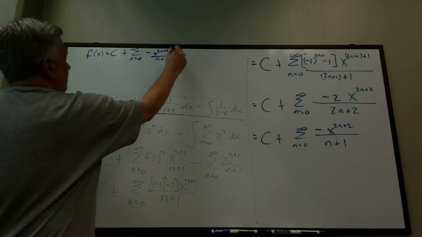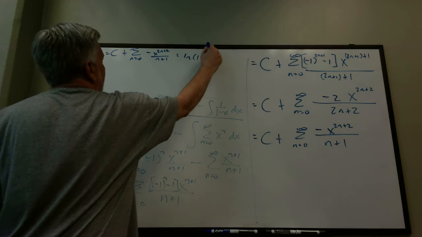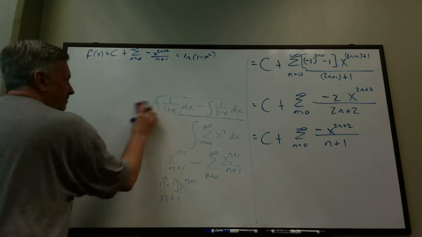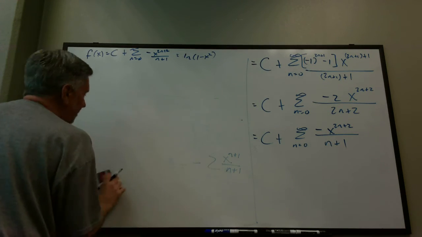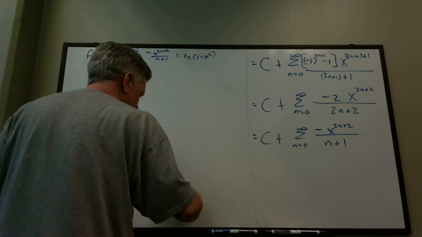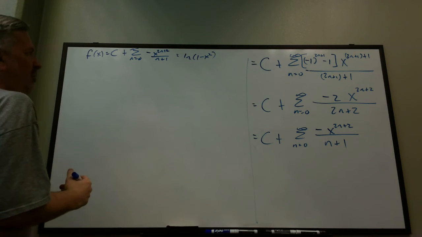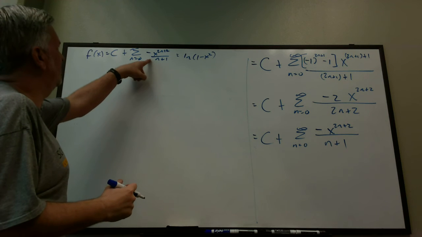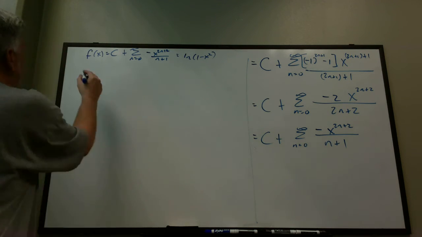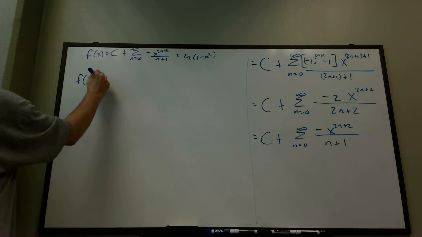and that's supposed to be natural log of 1 minus x squared. Okay, so let's plug in x equals 0. This has to be true for all x in the interval of convergence, which we haven't found yet. But in particular, we know that this is a power series centered at 0, so it always converges at that c value. So let's plug in 0 for x.